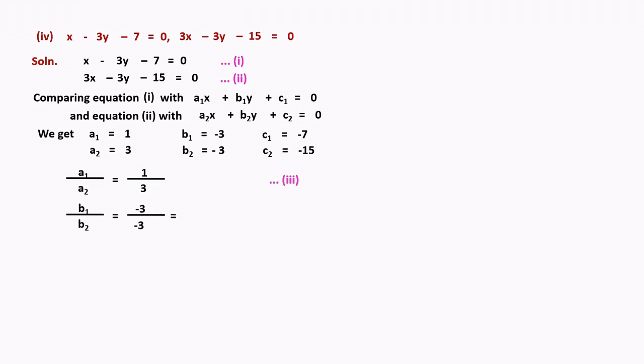Now find the ratios. a1 by a2 equals 1 by 3. b1 by b2 equals minus 3 by minus 3, which is 1. c1 by c2 equals minus 7 by minus 15, which is 7 by 15.